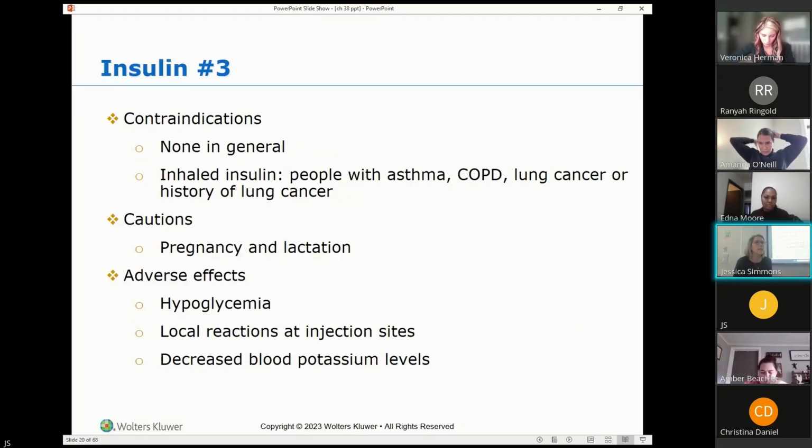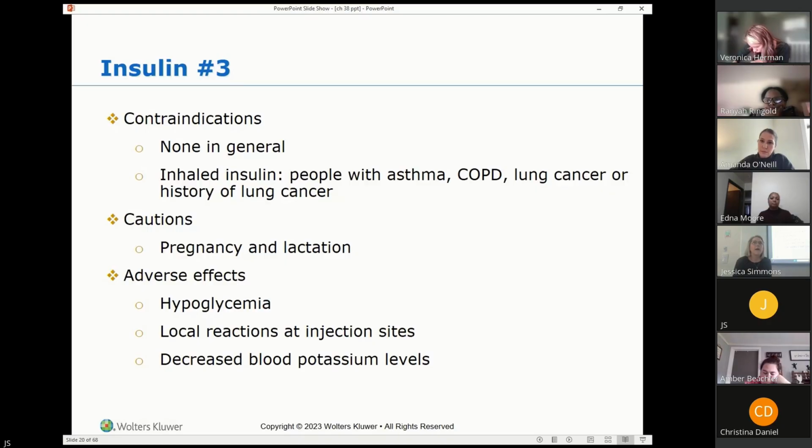Contraindications, there's really none. There is inhaled insulin, which is very uncommon. I've never actually seen a patient that has been prescribed inhaled insulin. But it is contraindicated with people with asthma, COPD, lung cancer, or history of lung cancer, which makes sense. You really don't want to put things in that irritate your airway in people that have reactive airway disease. It is used cautiously in pregnancy and lactation, which if you've ever been diagnosed with gestational diabetes, you know that pregnant women absolutely can take insulin.